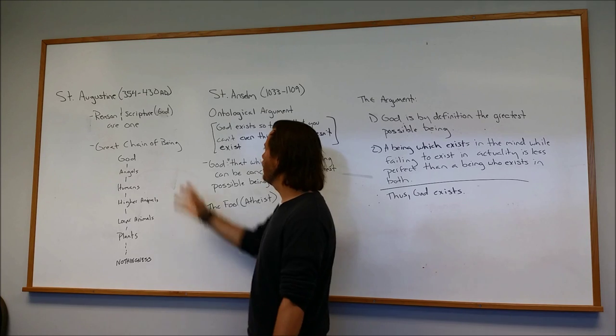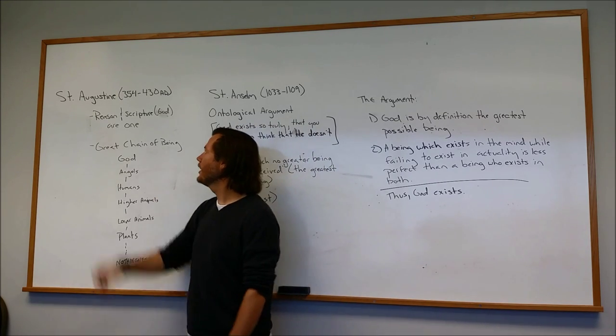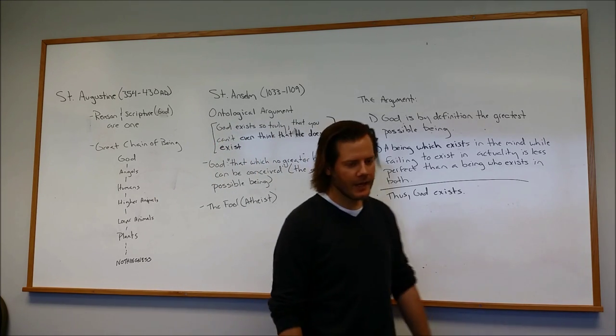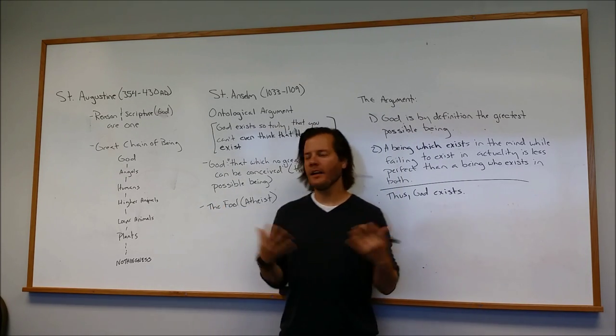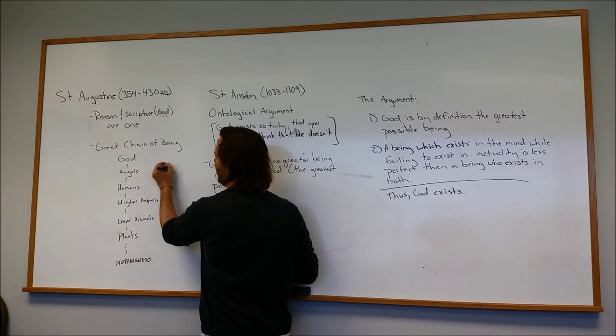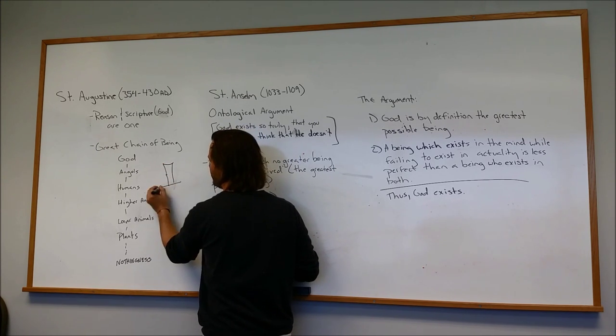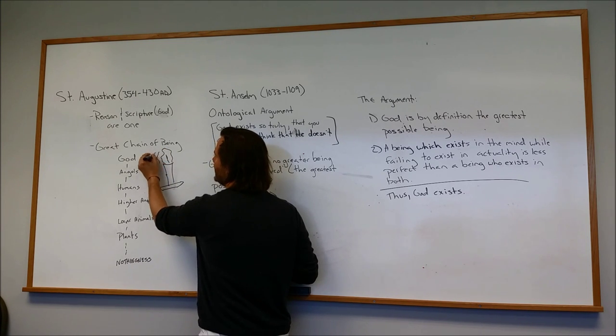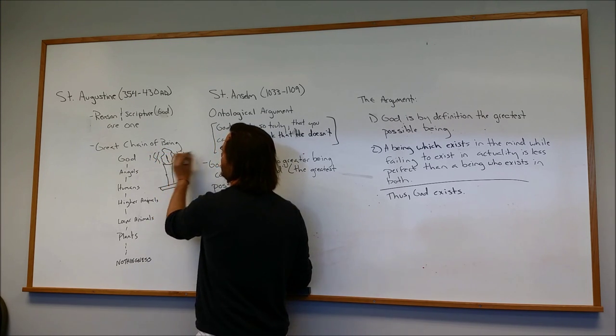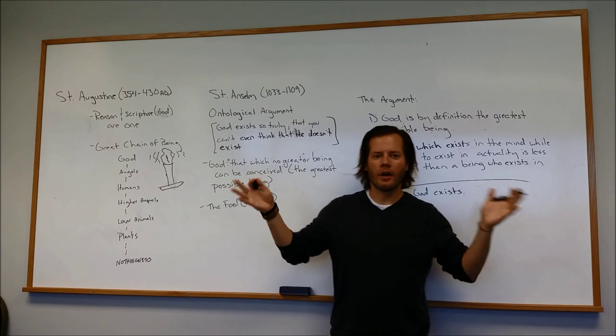Another big idea we're going to need to know before we talk about Anselm is St. Augustine's idea of the great chain of being. What he suggested is a theory of emanation about God. Think about what it means to emanate. If I draw a candle here, as it's always explained, you have a candle with flame, and light emanates from it. And eventually, as it emanates away, it gets darker and darker and darker.